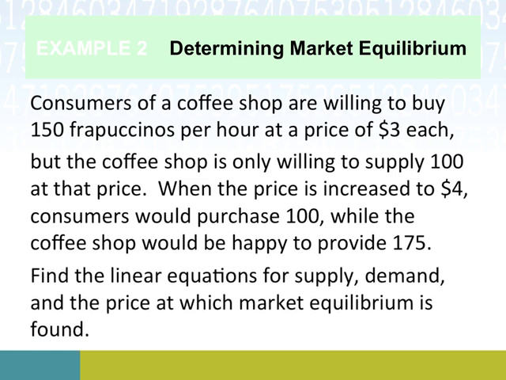Okay, so our task is to find linear equations for supply, demand, and then we're supposed to identify the price at which market equilibrium is found. So there's really three distinct tasks here. We need a supply equation, a demand equation, and a price. And you might notice they do us a solid here by saying that these equations are linear. Otherwise, we'd kind of be just lost in the woods of all the different types of equations to work with. So it is handy they say linear.